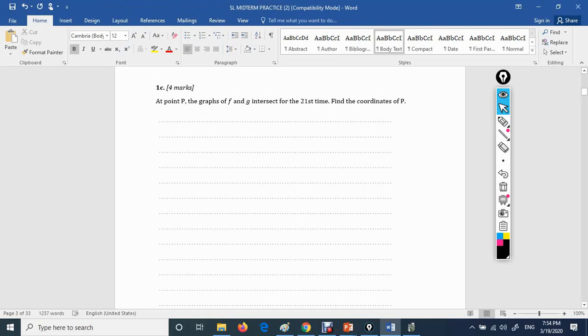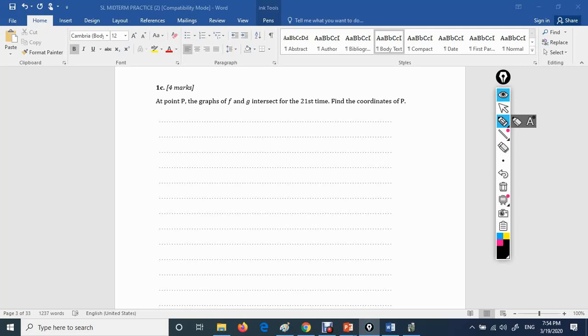So finally, we're going to work on question 1C. And let's get our marker again, pen. And it says that at point P, the graphs of F and G intersect for the 21st time. So find the coordinate of P.